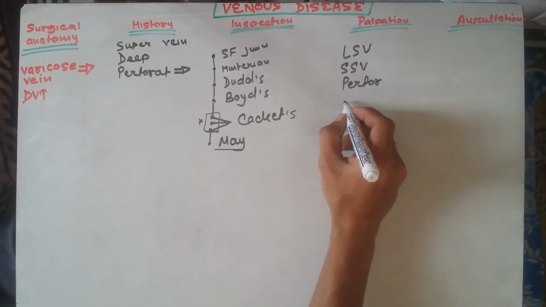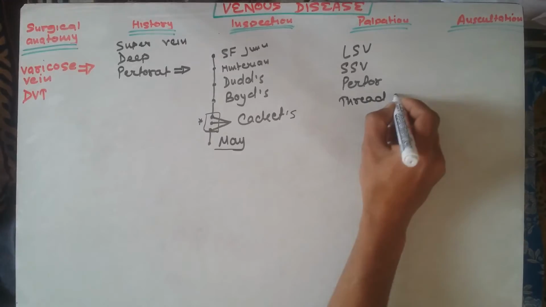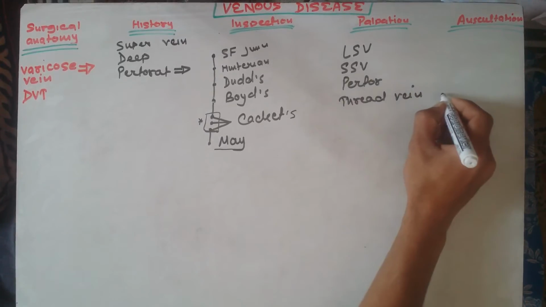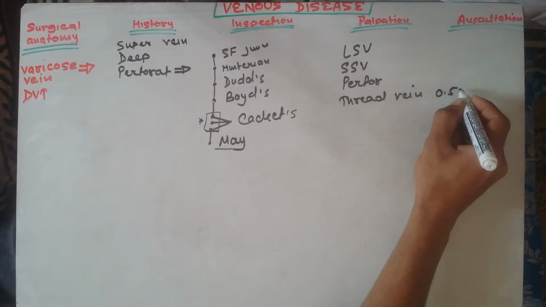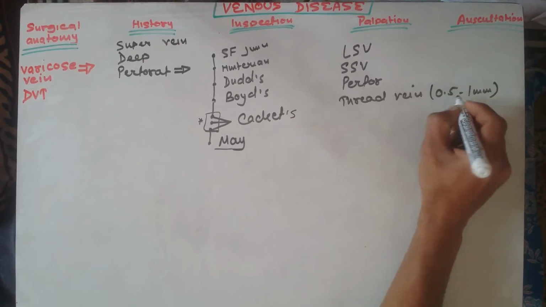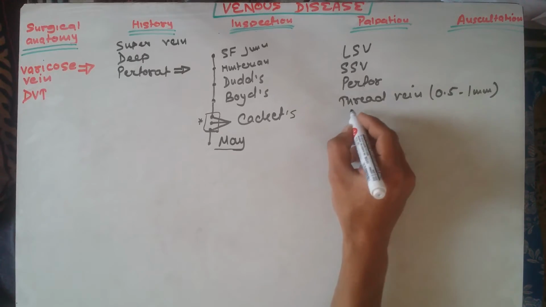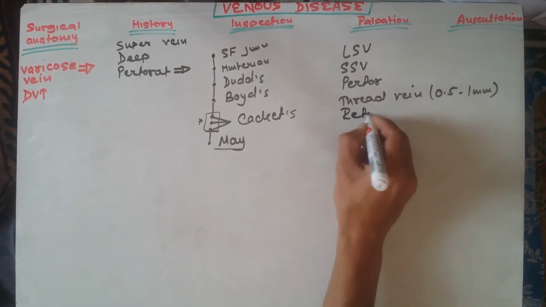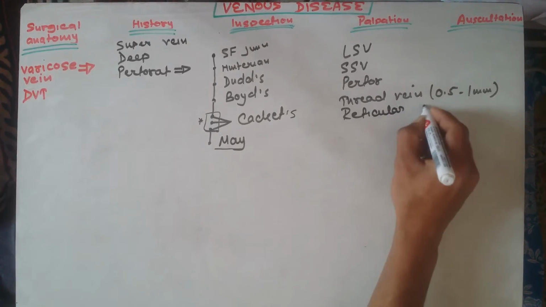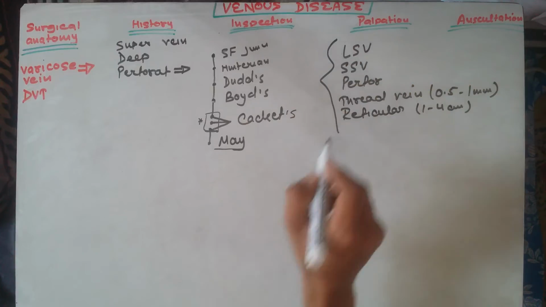Around the knee, a very small type of varices can be seen, which is called thread veins, about 0.5 to 1 mm. Okay, this is the size of the thread vein, whereas reticular vein is somewhat larger than the thread vein, usually about 1 to 4 mm. So this was one classification of the varicose vein.